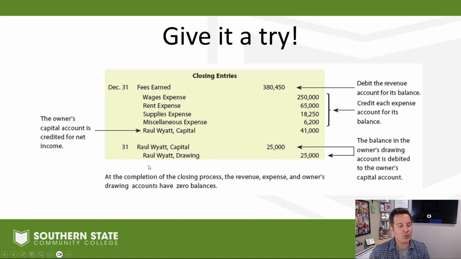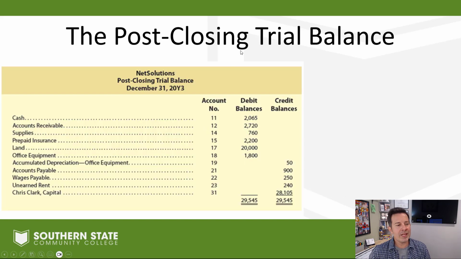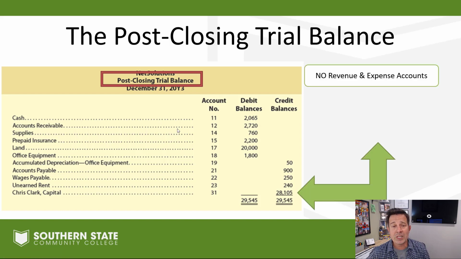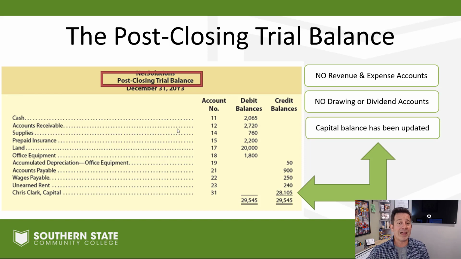We closed out the drawing as well, and then we end up with what we call a post-closing trial balance. Revenue accounts, expense accounts are all gone. We've closed them. They're zero. And so we don't see those on here. We don't see the drawing account on the post-closing trial balance because we've zeroed them all out. So no revenue and expense accounts, no drawing or dividend accounts. The capital balance now reflects the new capital balance that has been updated after the closing.